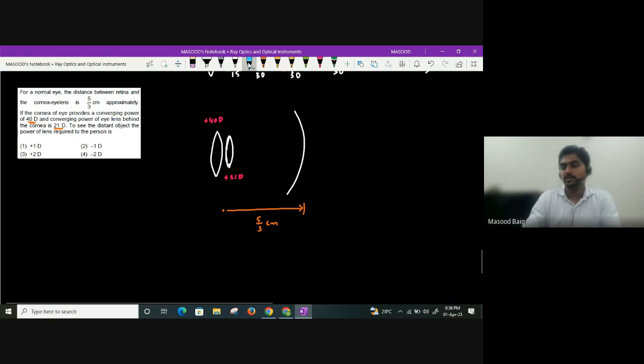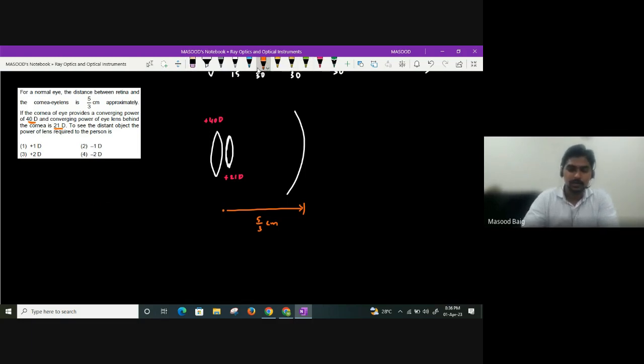Now please tell me, are these two lenses in contact or not? So whenever lenses are in contact, what will be the effective focal length? It will be 1/f1 + 1/f2, or directly I can write power only if you want, because they're asking us to find the power of the lens, guys. Now you see, I'm talking about a normal human eye. Let us not talk about the correction here, guys.